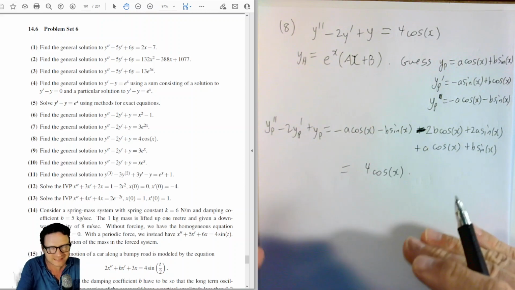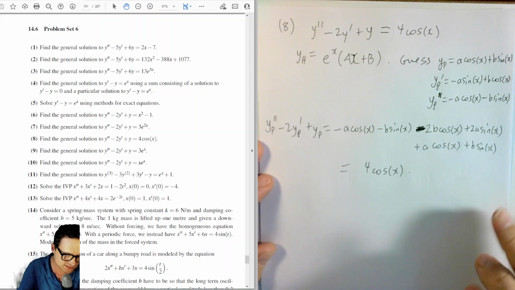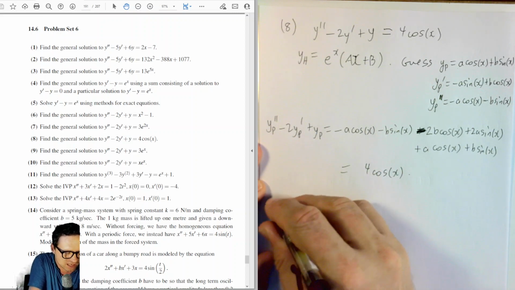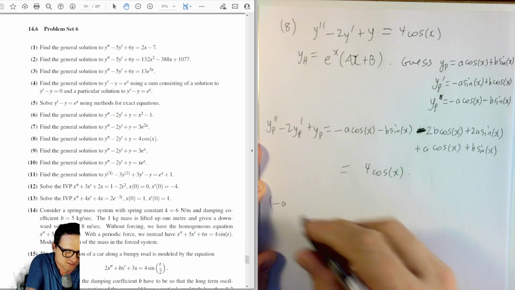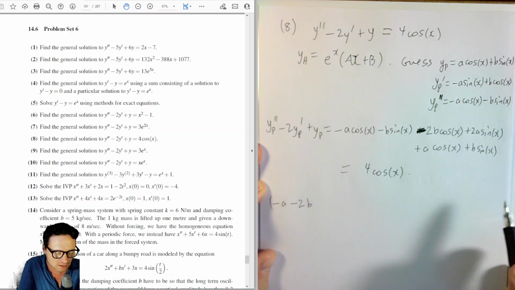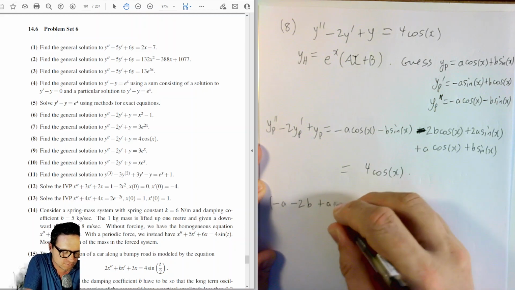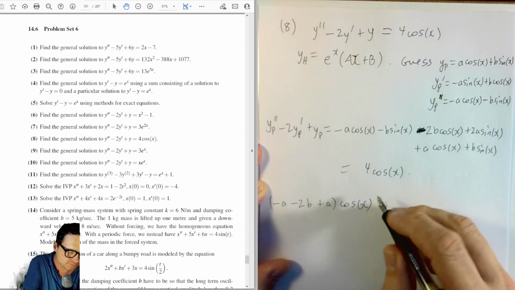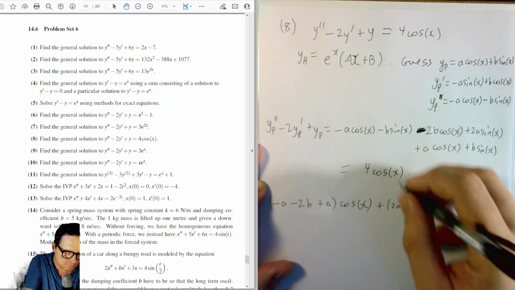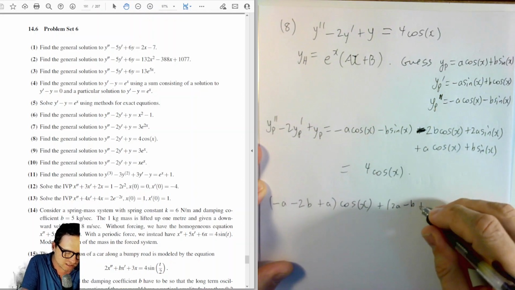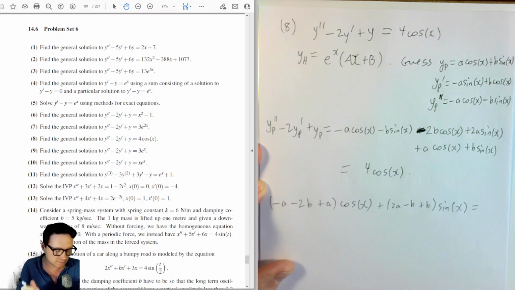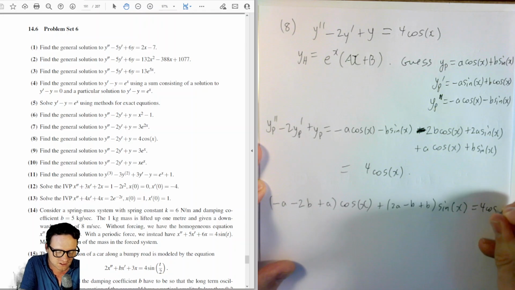All right, so now we need to collect in terms of cos and sine. Okay, so expanding, collecting in terms of cos and sine. What do we have here? We have minus a for cos of x, then we have minus 2b, and then we have plus a, times cos of x. Now let's look at the sine terms. So we have 2a minus b and then plus b, times sine of x, and this is equal to 4 cos of x.